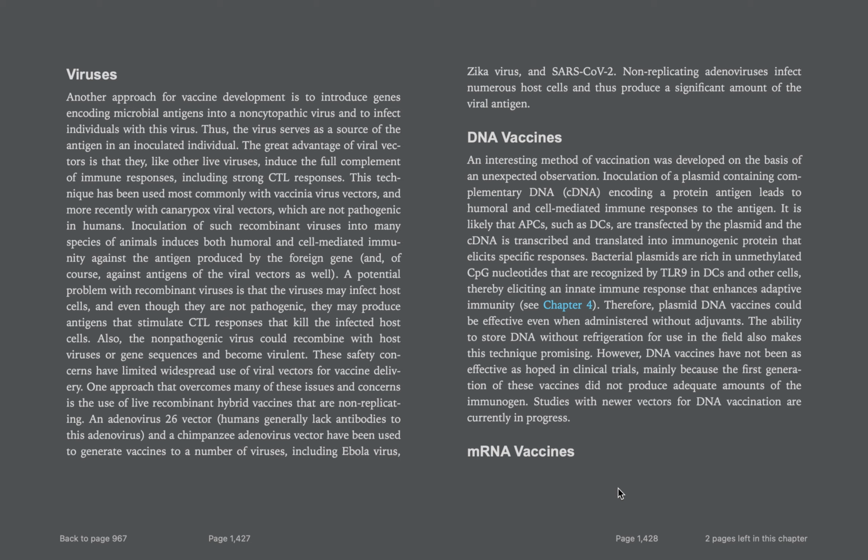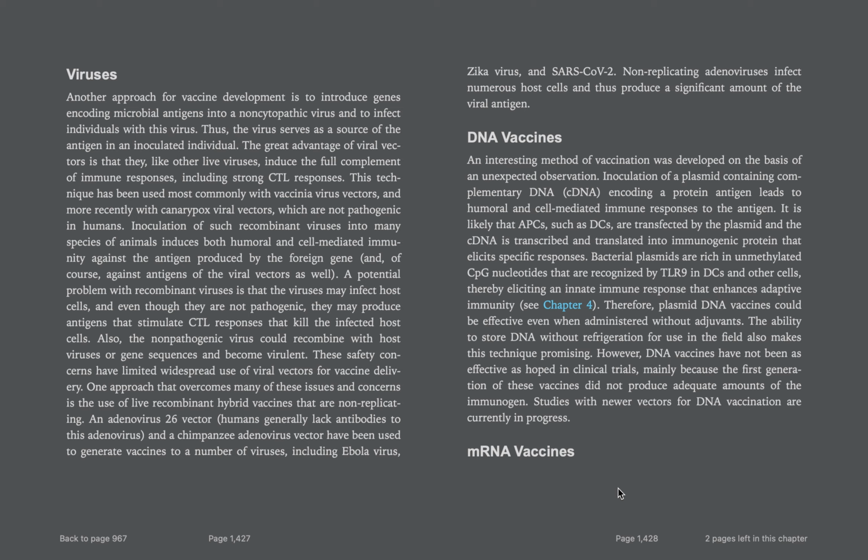DNA vaccination is an interesting method that was developed on the basis of an unexpected observation. Inoculation of a plasmid containing complementary DNA encoding a protein antigen leads to humoral and cell-mediated immune responses to the antigen. It is likely that antigen-presenting cells such as dendritic cells are transfected by the plasmid, and the copy of DNA is transcribed and translated into the immunogenic protein that elicits specific responses.